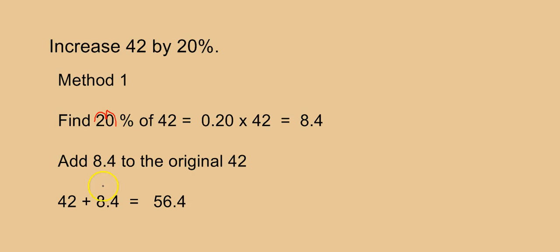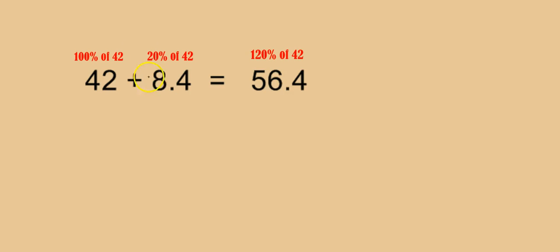First of all, we're going to take this final line of our working of method 1, the 42 plus the 8.4 and the 56.4, and we're going to look at what those numbers actually are. Well, the 42 is 100% of 42. Seems like a strange statement, stating the bleeding obvious if you like. The 8.4 is 20% of 42. We calculated that on the previous page.